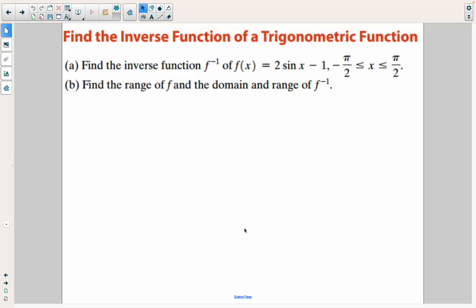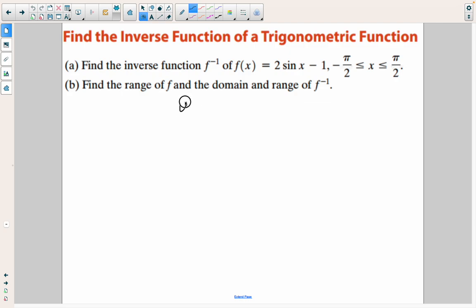So I'm going to go over how to find the inverse function of a trig function. And so we're going to use this example, f of x equals 2 sine x minus 1. And we have a restricted domain for our function from negative pi over 2 to pi over 2. So this is going to be done exactly like you did in your previous courses.